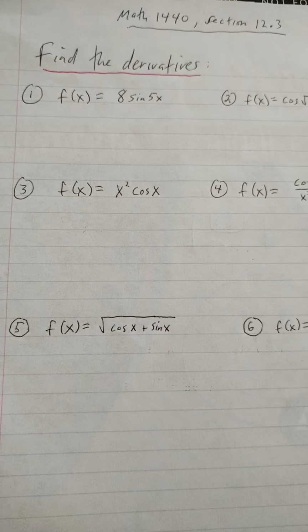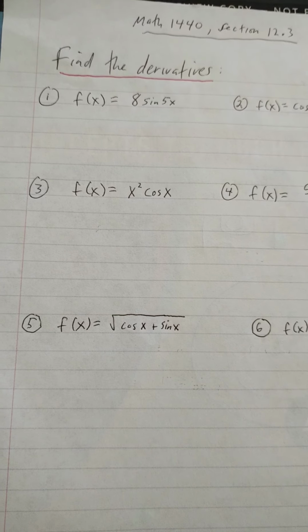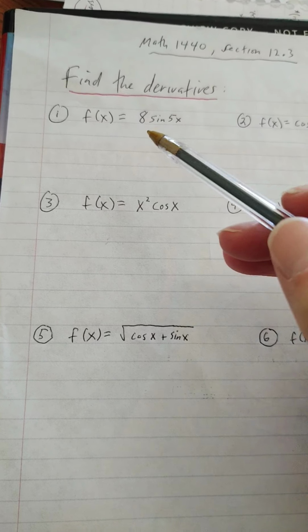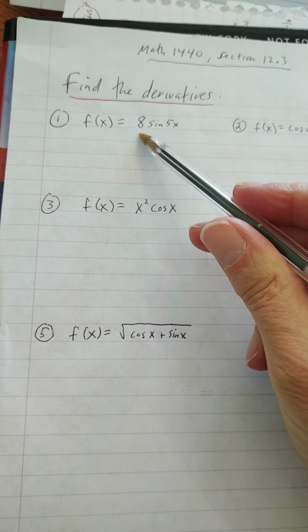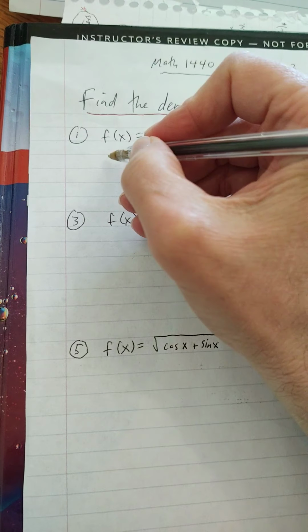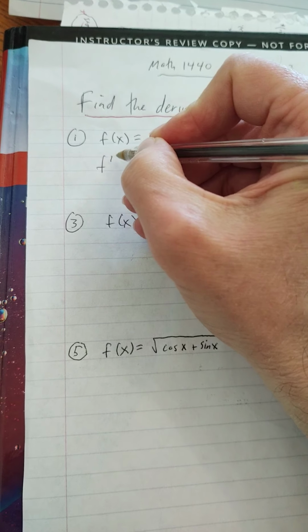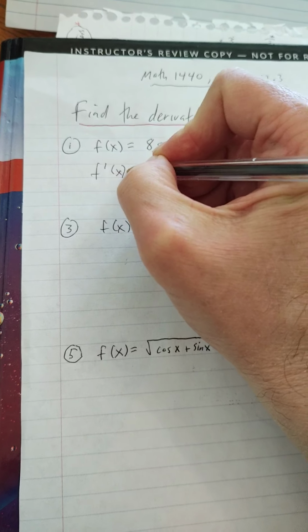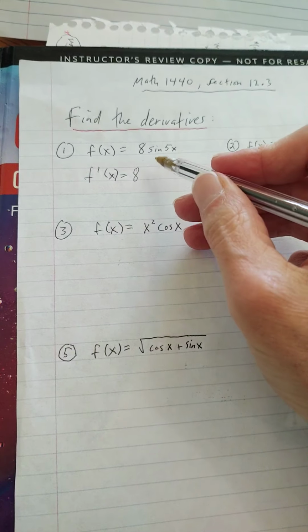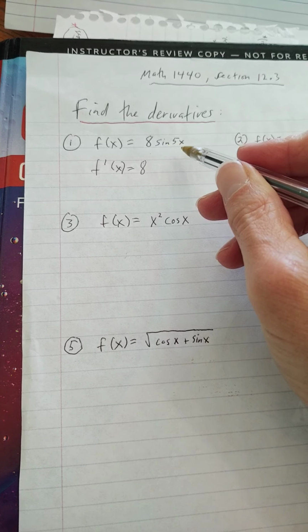Number 1, we want to find the derivative of f of x equals 8 times the sine of 5x. So this 8 is just a constant, so I'm going to pull that out when I take the derivative. So here goes. I'm going to write f prime of x is equal to, pull out the 8, and that's going to get multiplied by the derivative of the sine of this angle.